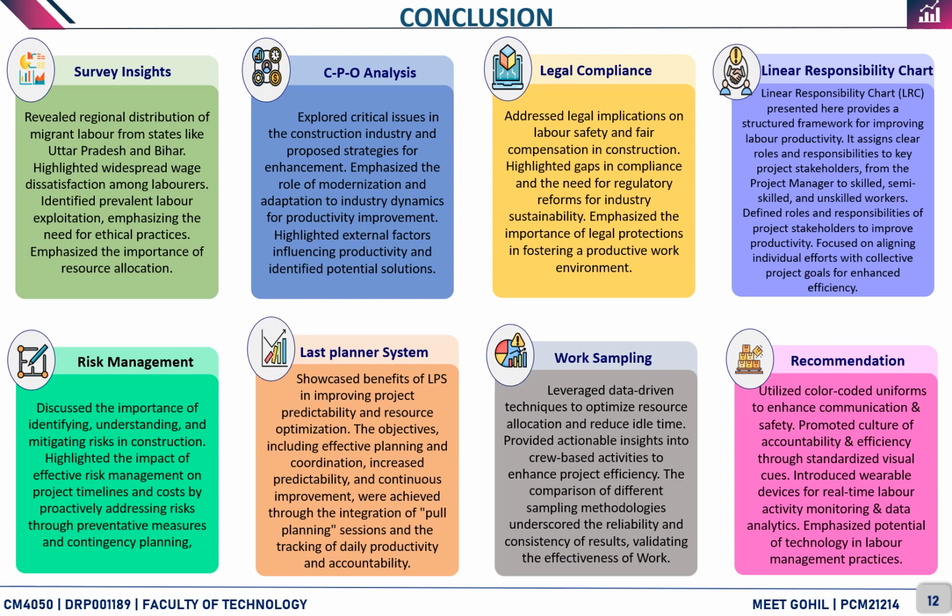Legal compliance and labor productivity addressed legal implementation of labor safety and fair compensation in construction, highlighted gaps in compliance and the need for regulatory reforms for industry sustainability, and emphasized the importance of legal protection and fostering a productive work environment. The linear responsibility chart defined roles and responsibilities of the project stakeholders to improve productivity, focusing on aligning individual effort with collective project goals for enhancing efficiency.